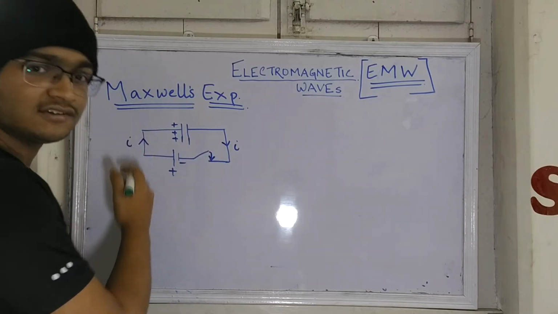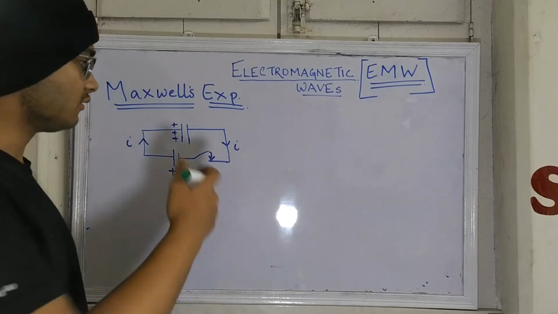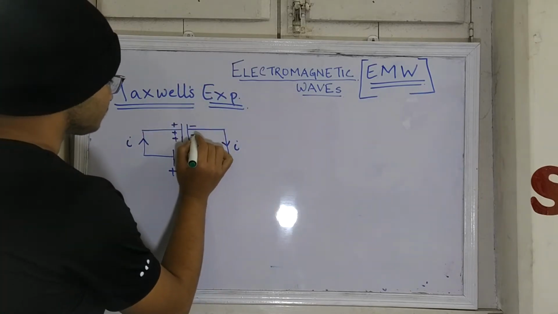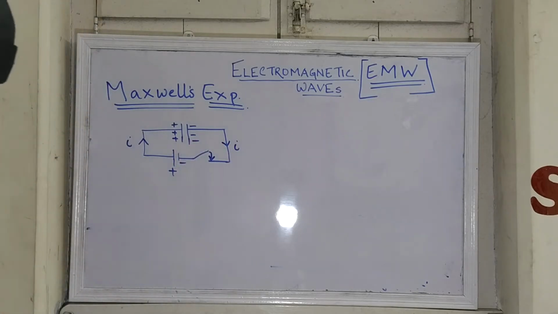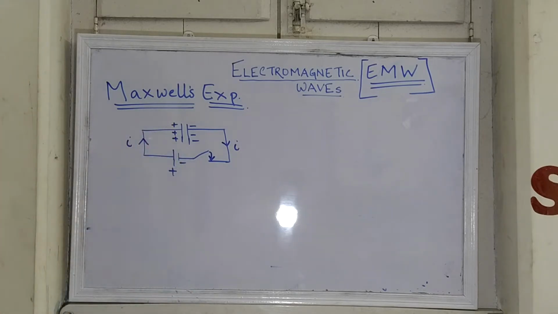And negative charge is going from this side of the capacitor to this side, so the plate of the capacitor on the other side will get negative charge, right? So Maxwell considered a charging parallel plate capacitor.